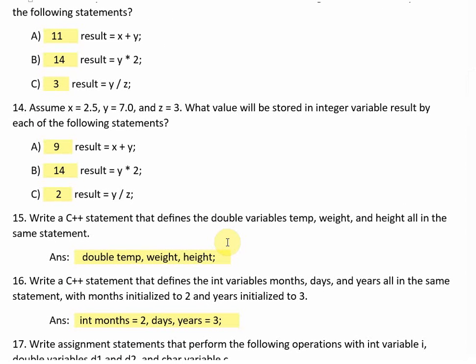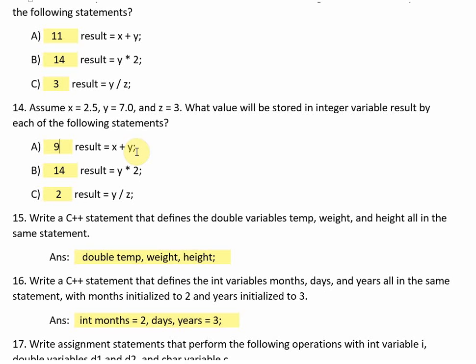Now we have the same expressions, and let's go ahead and work these out. But there is something weird here, and I look forward to you guys telling me what it is. Oh, right. So first we're going to add 2.5. Oops, I have typos here. Okay, it says what value will be stored in integer result. So it's an integer variable result. Now we have 2.5 plus 7.0, which is 9.5.